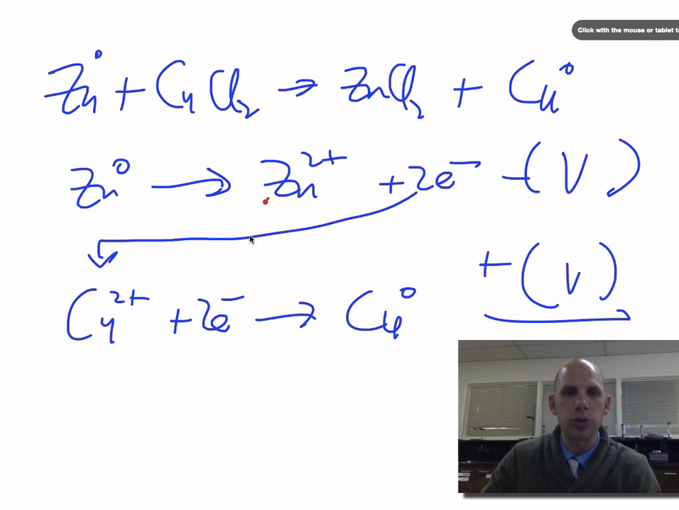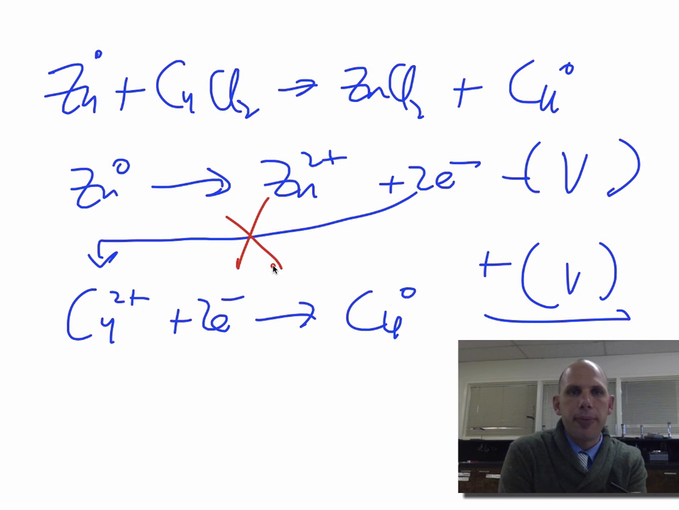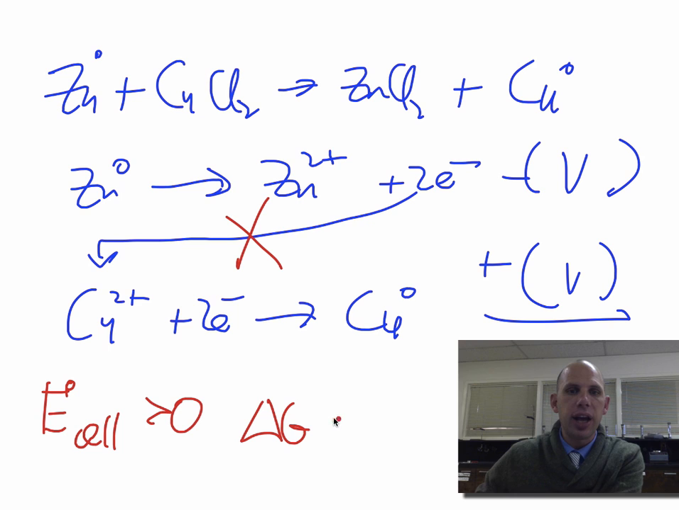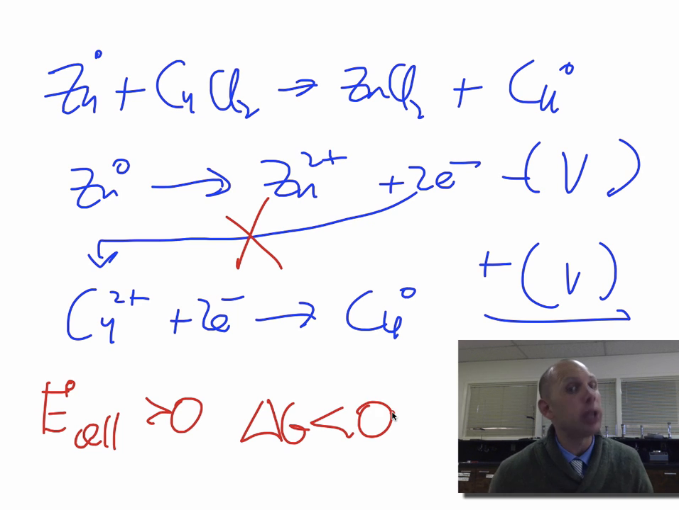The whole point being that we're trying to trap that transfer of electrons, that spontaneous transfer of electrons. In a battery like this, okay, one which is spontaneous, E cell is greater than 0 and delta G is less than 0. Similar to an equilibrium reaction where K would be greater than 1 for delta G to be less than 0.